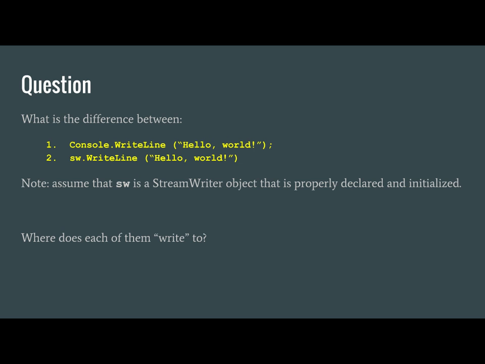So console write line always writes the string in the console instead of a file. And SW write line writes whatever the argument is to a specific file. It does not write to the console. So if you try to print out something in the terminal or the console, always use console write line. Otherwise, if you want to write things to the file, use the stream writer and dot write line.